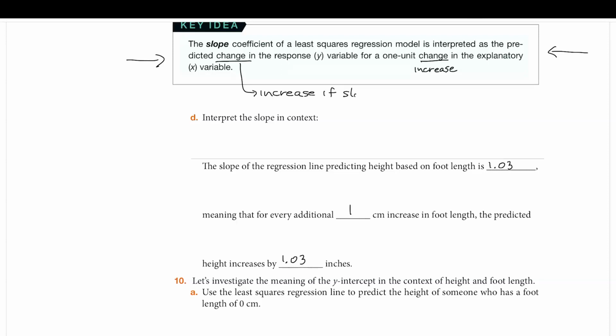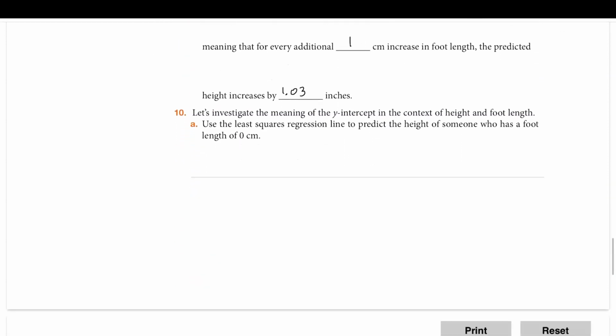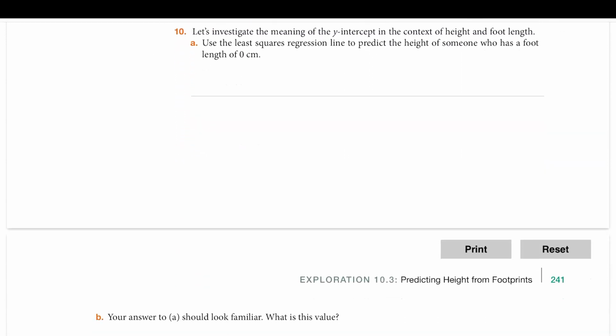Now, the word change in the response in the key idea box is not necessarily an increase. Let's go ahead and write it down. That would be an increase if the slope is positive, and that would be a decrease if the slope is negative. If the slope is negative, then that's saying each time the explanatory variable goes up by 1, we expect the response to go down by the amount of the slope.